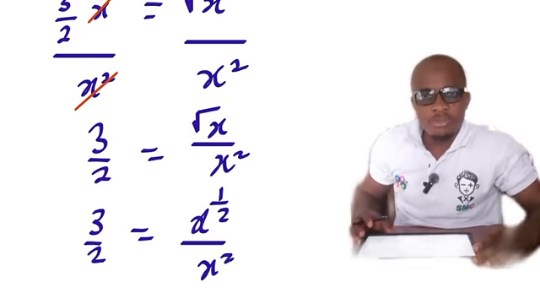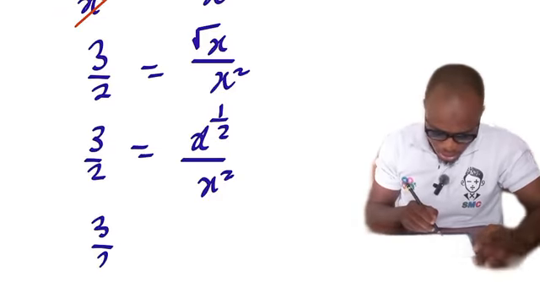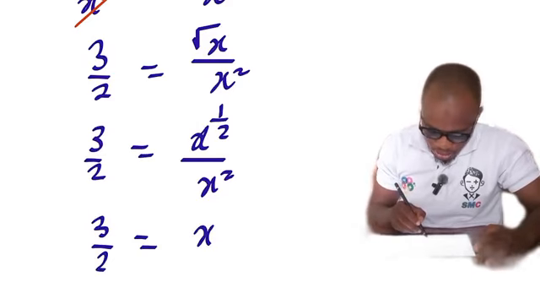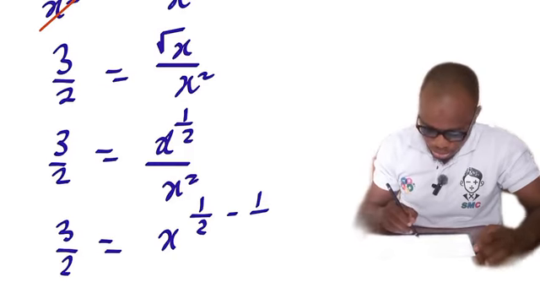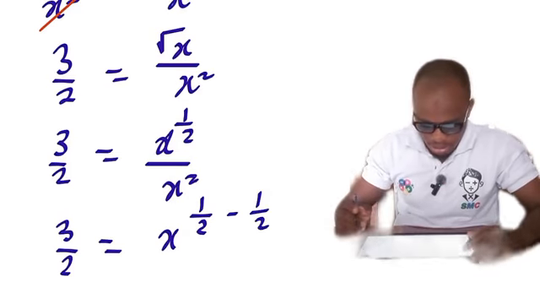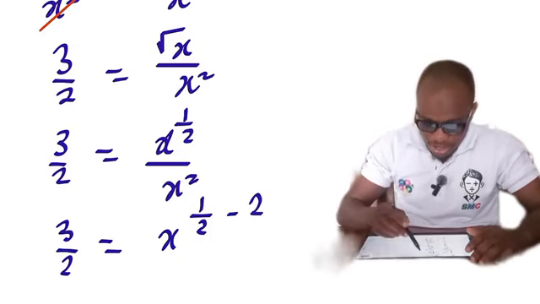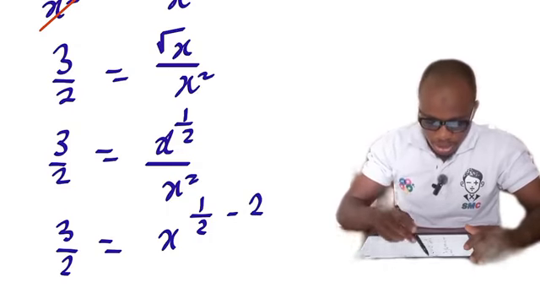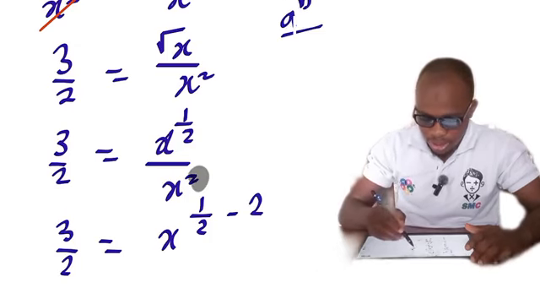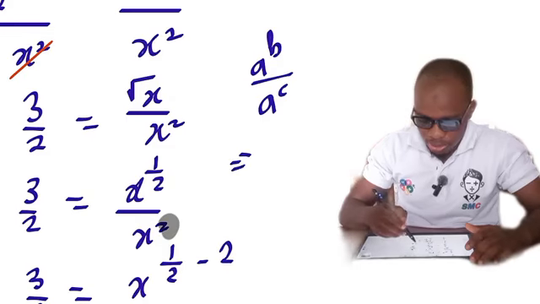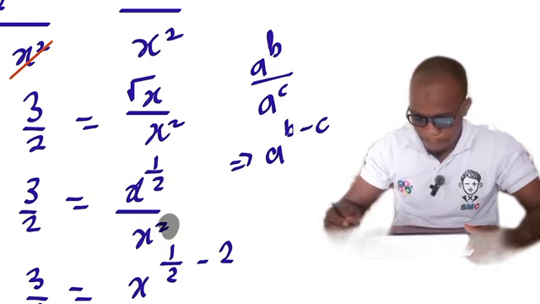So from the same law of indices, you have 3 over 2 equals x to the power of 1 over 2, then this can be minus 2. That is, if you have a to the power of b divided by a to the power of c, this will be a to the power of b minus c. So that is the law.